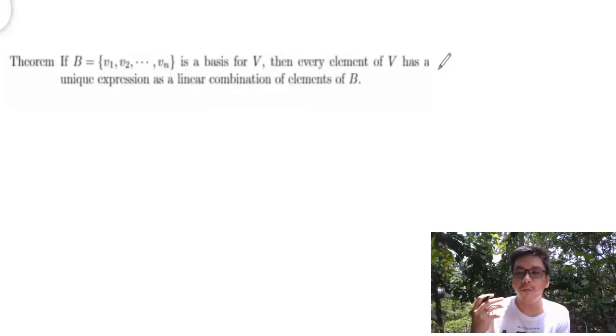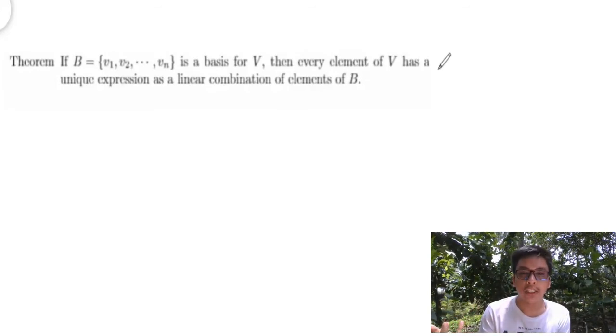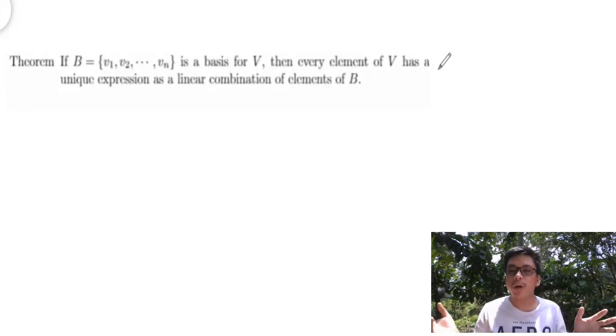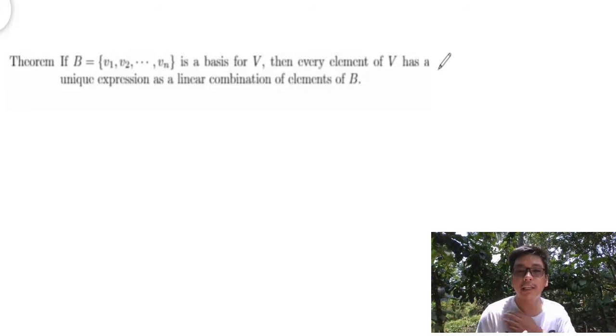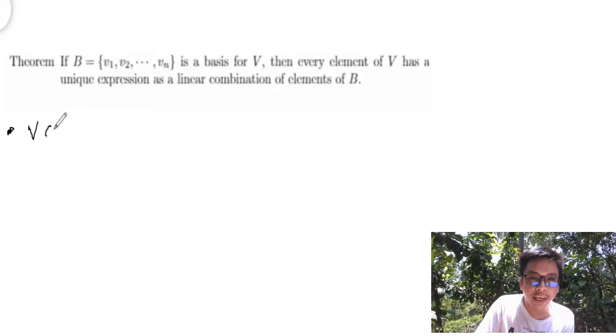Okay, so we have one final theorem here. Given that B containing vectors v1 to vn is a basis for V, then every element of V has a unique expression as a linear combination of elements of B. So our goal here is to show the uniqueness of a linear combination. Now, to show that, I'm going to show the outline instead. So I have v coming from V.